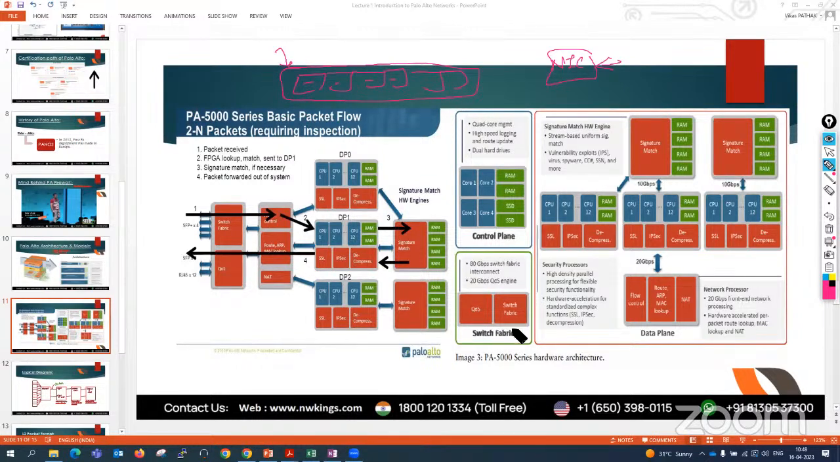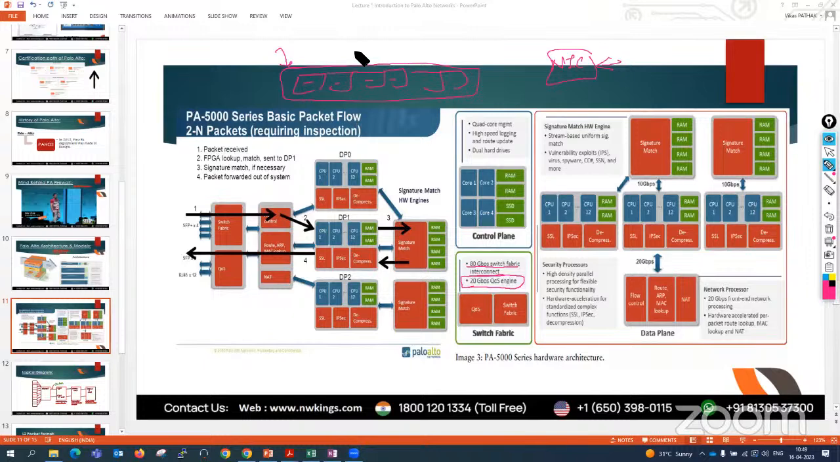Okay, and switch fabric has 2 types of functionality. One is that it can process up to 80 Gbps switch fabric interconnect capacity, and up to 20 Gbps of quality of service engine will be behind this particular switch fabric.